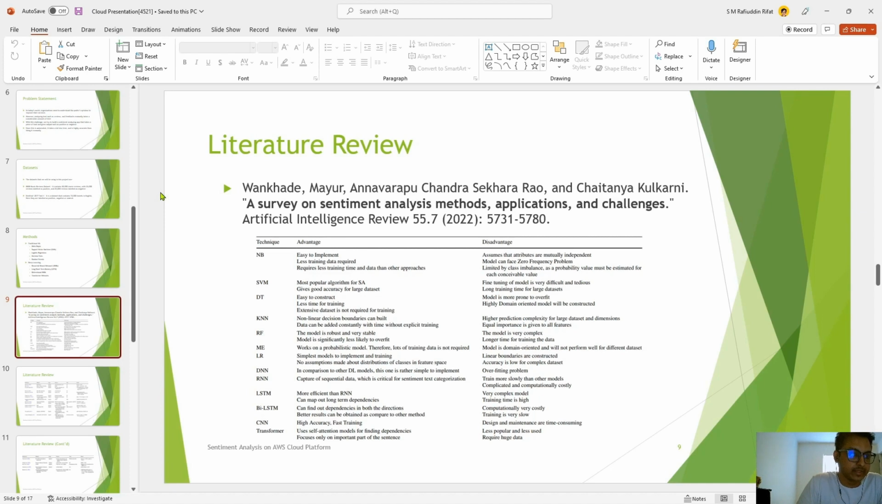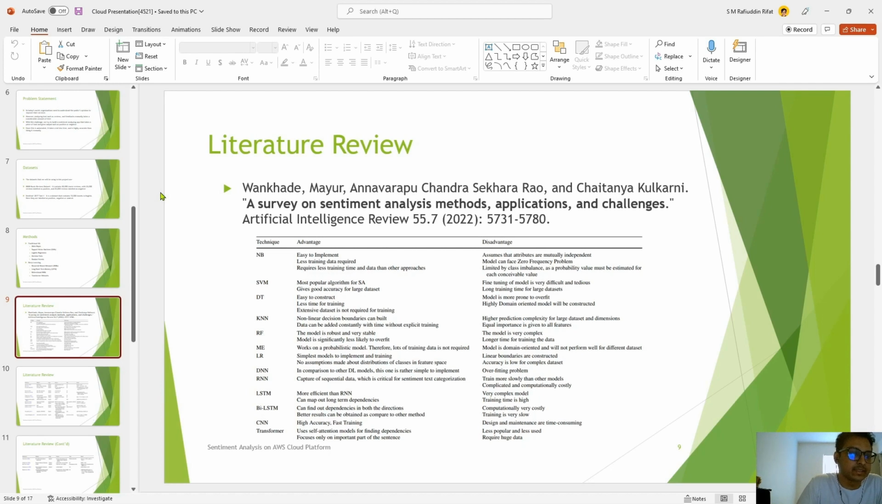I will start from the literature review. We have read one review paper on sentiment analysis, that is, a survey on sentiment analysis methods, applications and challenges. It was published in 2022. This paper has discussed various traditional machine learning algorithms like naive Bayes, SVM, decision tree, KNN, and various other traditional machine learning models, as well as deep learning models like RNN, LSTM, BiLSTM, and CNN transformers.